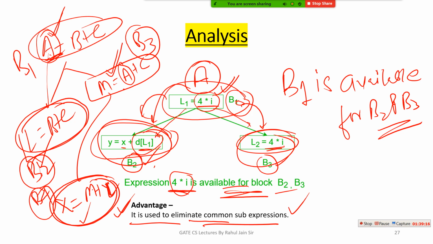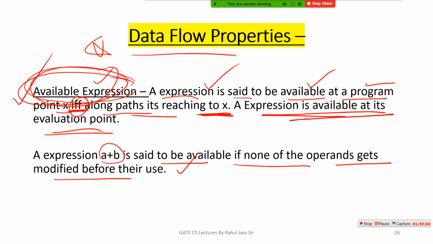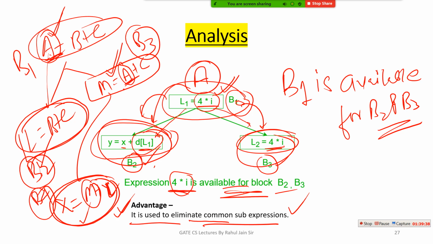And here you will say, sir, in M we have A. But according to the definition, an expression is said to be available at a program point x if and only if it is reaching to x. An expression A plus B is said to be available if none of the operands get modified before their use. Here, the value of A is modified, it is added with C, and then M came. So A is only available to B3, it is not available to B2 and B4.